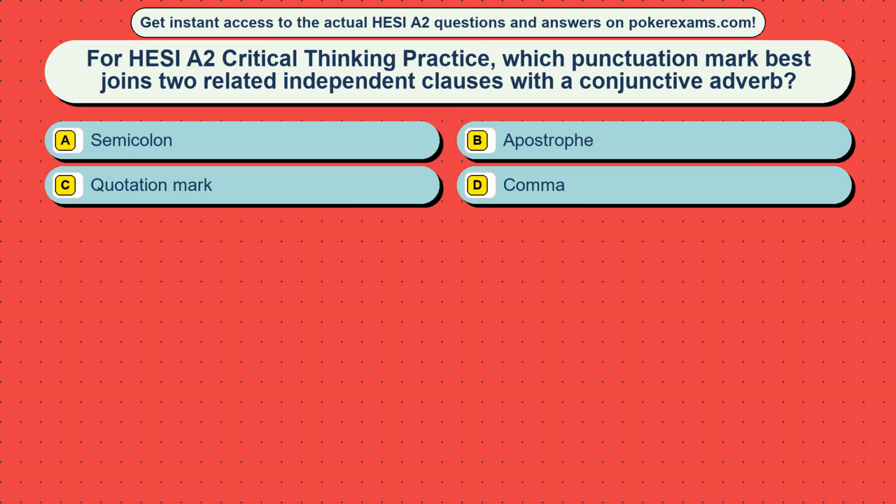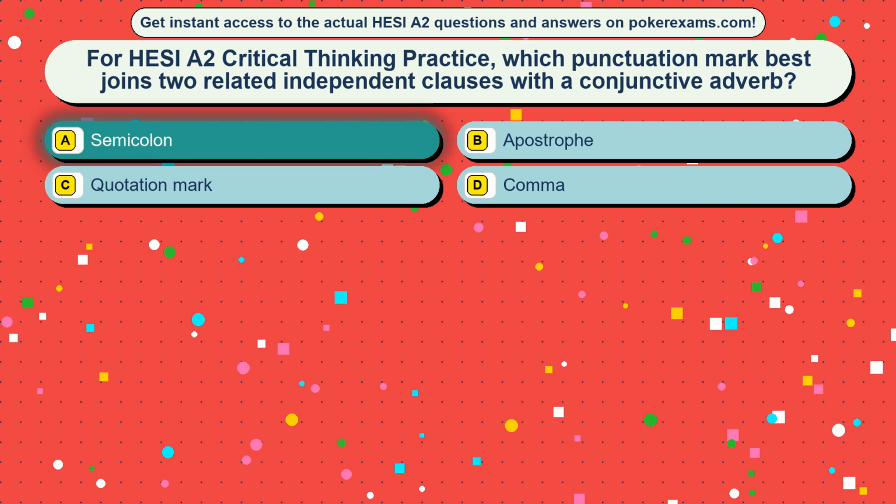Question 2. For HESI A2 critical thinking practice, which punctuation mark best joins two related independent clauses with a conjunctive adverb? Option A, semicolon. Option B, the apostrophe. Option C, quotation mark. Option D, comma. The correct answer is option A, semicolon.